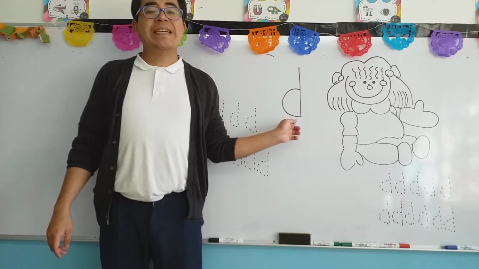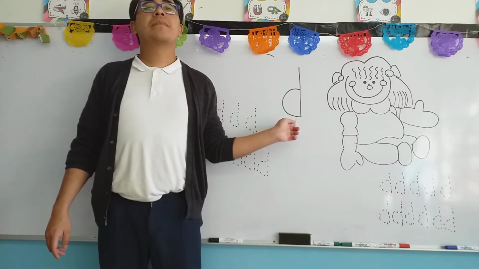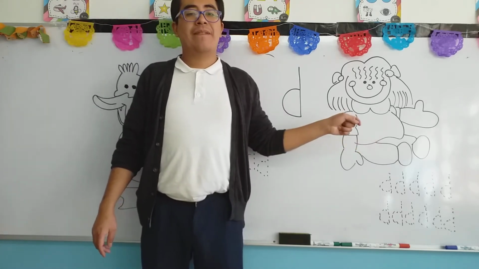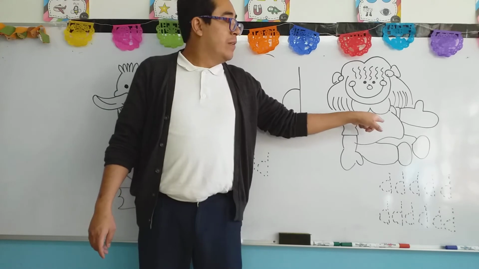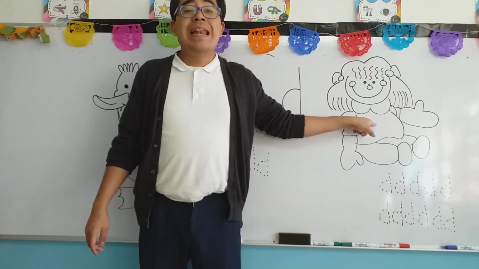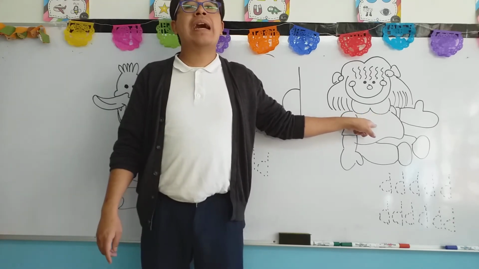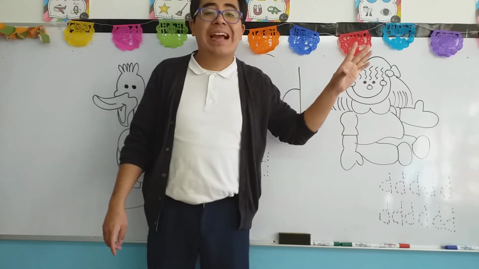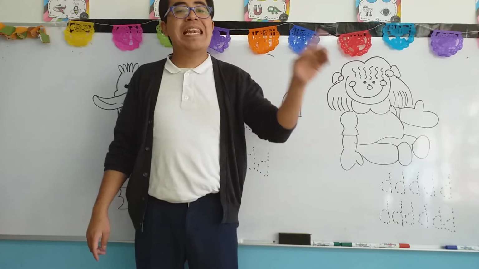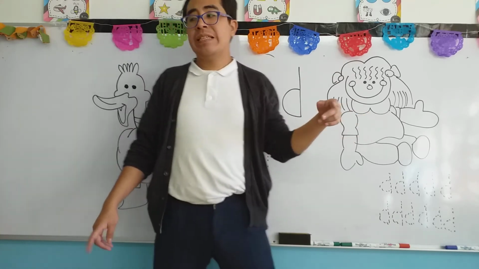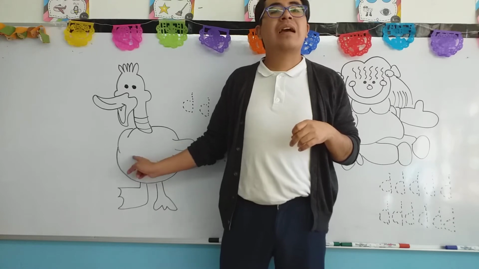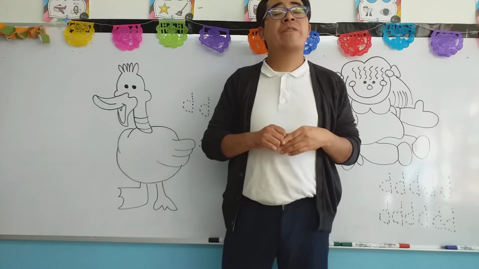Small d. Doll. Very good. Now, the pronunciation of doll, it's with an L at the end. Doll. The other is dog. Doll with L at the end. Duck. Duck. The animal of the farm.